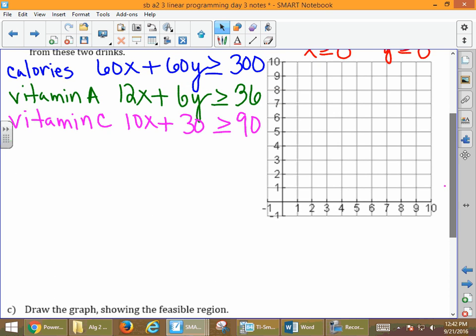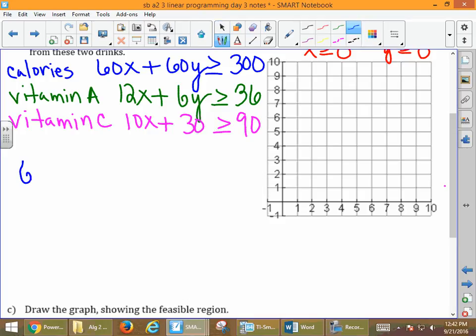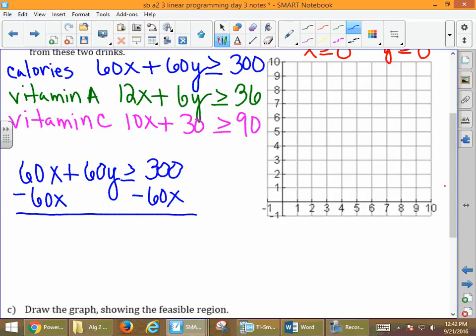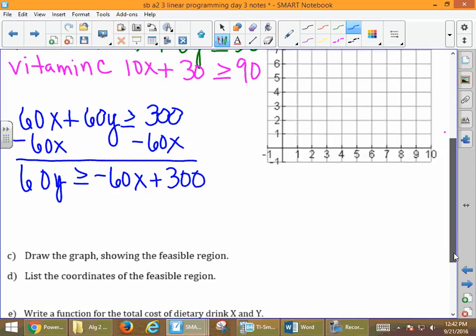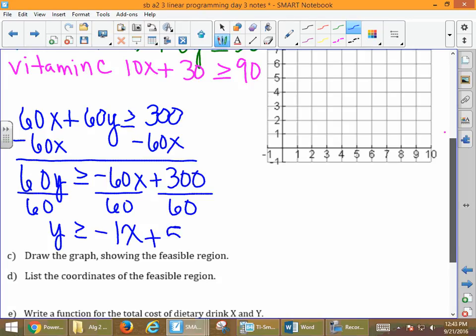And in order to do that, we're going to have to put this into slope-intercept form. So we've got 60x plus 60y is greater than or equal to 300. We need to solve for y. So we're going to subtract 60x from both sides, and we get 60y is greater than or equal to negative 60x plus 300. Divide both sides by 60. And when we do, y is greater than or equal to negative 1x plus 5.